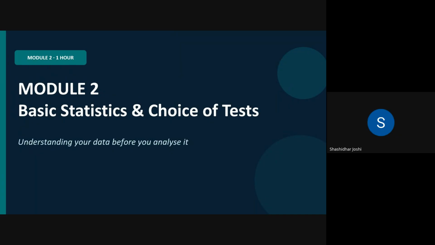Okay. So this is a very interesting module in statistics. I'm going to go over something called basic statistics and choice of tests. The objective of this session is understanding your data before you analyze it. That's very important for everybody doing data analysis. You need to understand your data first before you apply any popular test like t-test or chi-square test. If you don't understand the data, there's no point in proposing an analysis.